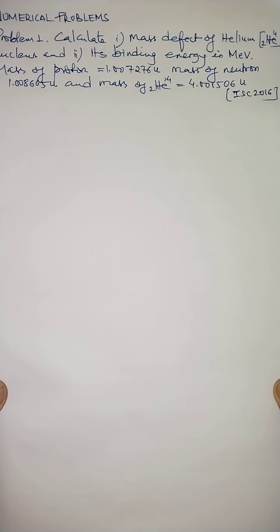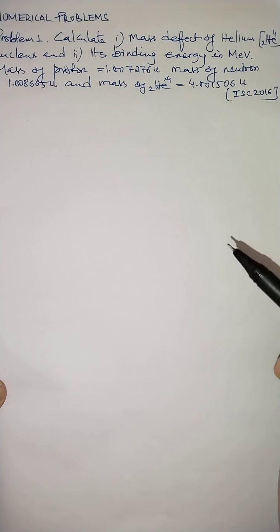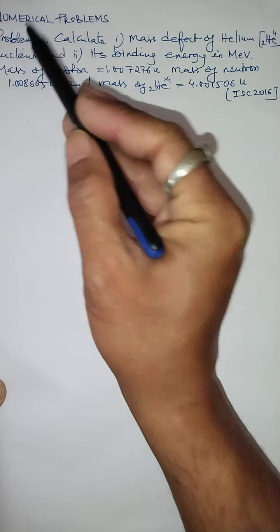We continue with the chapter on mass energy equivalence. This is the second last chapter that we were discussing in the last class also, and today we wind up this chapter by solving three numerical problems. Then we move to the next chapter, the last chapter under unit number 8, nuclear fission and nuclear fusion. Now we start with problem number 1.